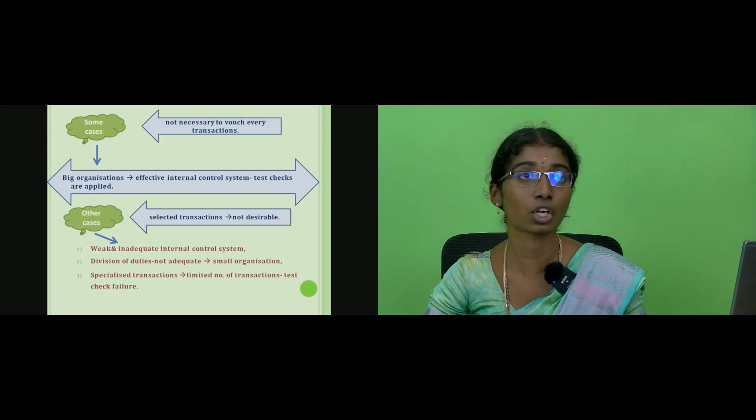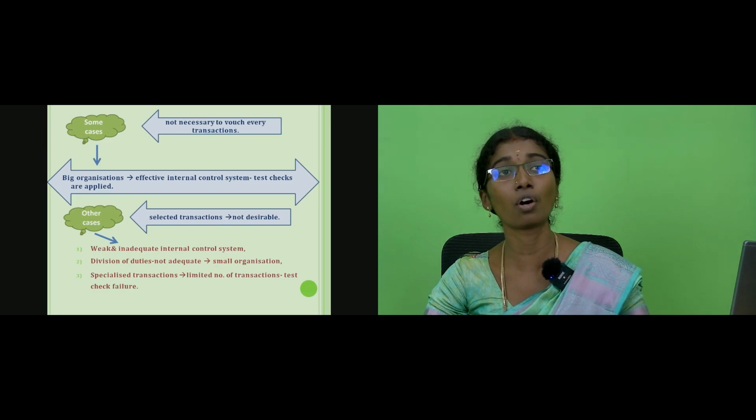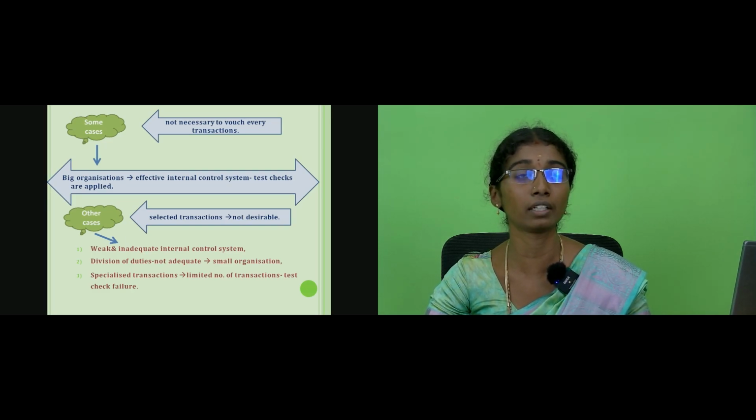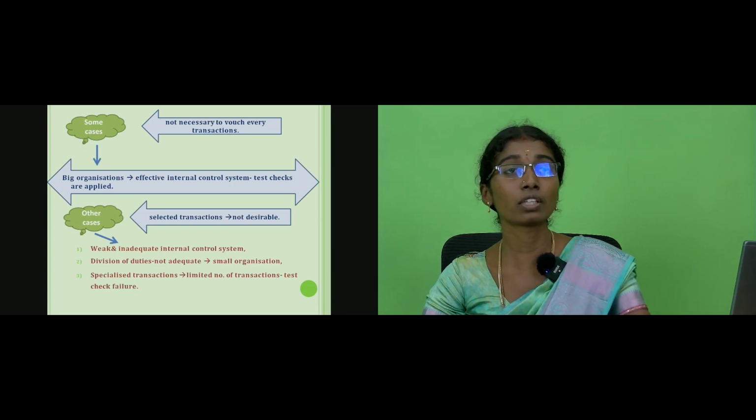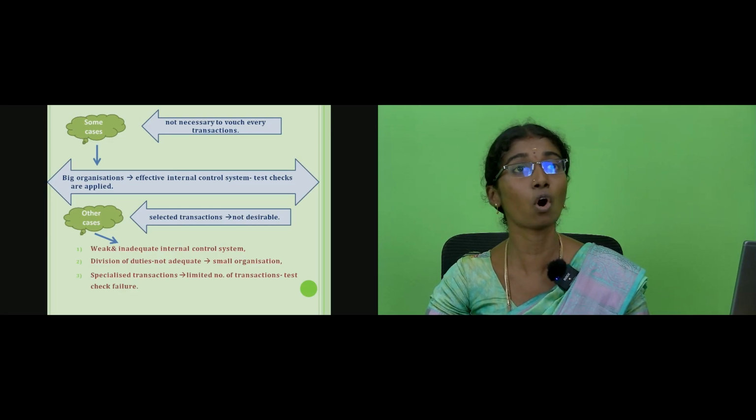There are three such kinds of cases. The first one is a weak internal control system. If the firm is following a weak internal control system, it is necessary for the auditor to follow the vouching system for every transaction. The second is division of duties. If the client has not divided the duties appropriately based on the skills and competence of the employees, it will not be possible to select transactions. So in this case, he has to verify all the transactions.